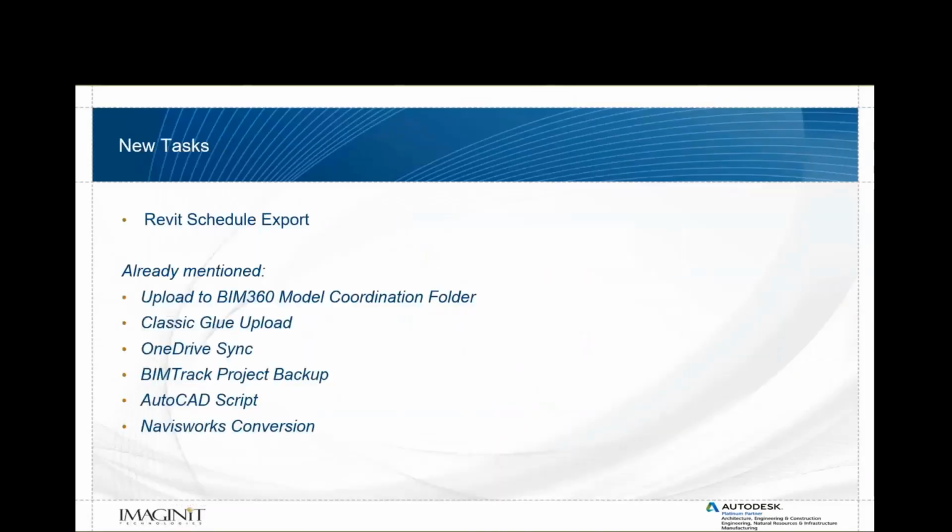Let's see, I've mentioned a variety of new tasks already in the context of other enhancements. One of the ones that's not mentioned so far is a Revit schedule export. We can export one or more schedules directly into Excel, and you can either get one Excel file per schedule, or you can get multiple schedules going one per tab into an Excel file. So that's something that you can both export as well as keep that file up to date at all times. So we're excited about that feature.